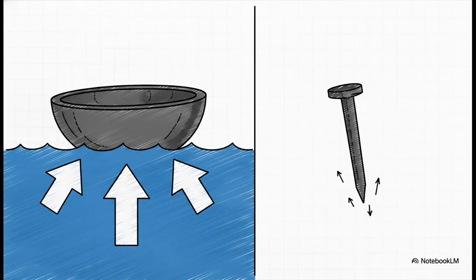Archimedes' principle states that the upward buoyant force exerted on a body immersed in a fluid is exactly equal to the weight of the fluid that the body displaces, and this elegantly explains a pretty great paradox. Why does a massive, incredibly heavy iron ship easily float on the ocean, while a tiny, lightweight iron nail just sinks straight to the bottom? Well, it's all about shape. The ship is shaped like a bowl, displacing a massive volume of water, which generates a massive upward buoyant force. The nail? It displaces almost no water, so gravity easily wins that fight.